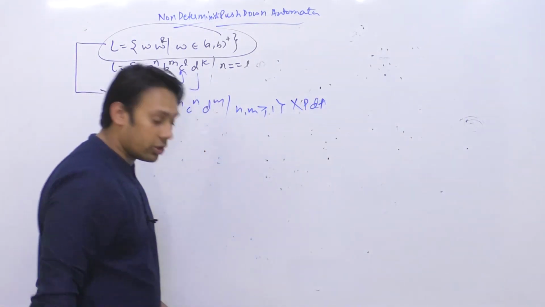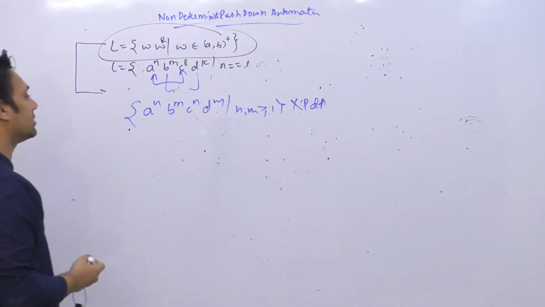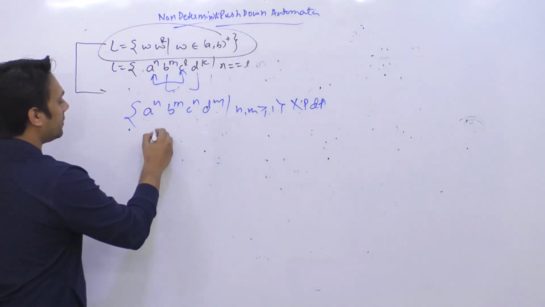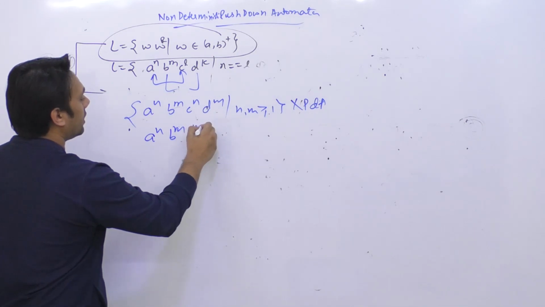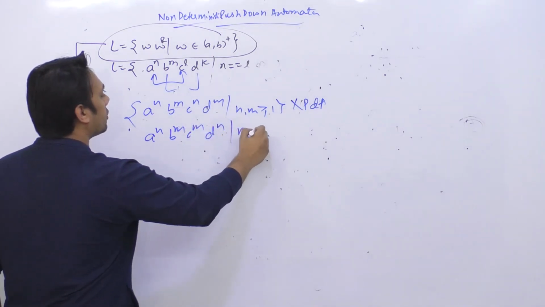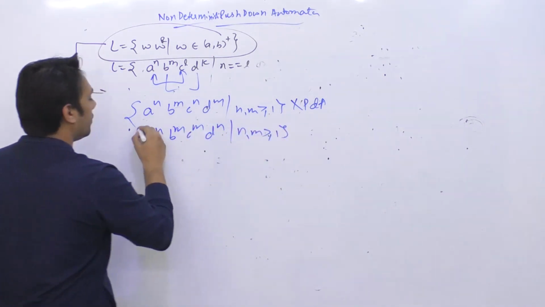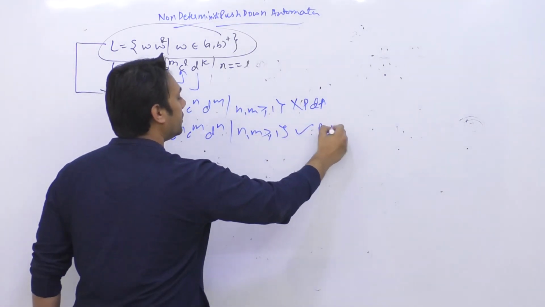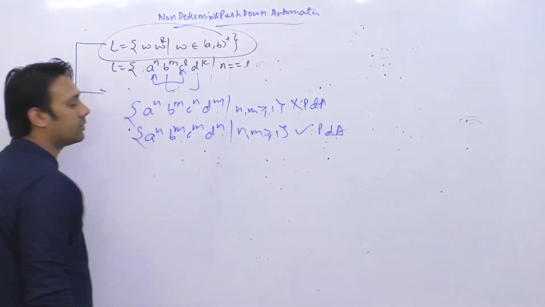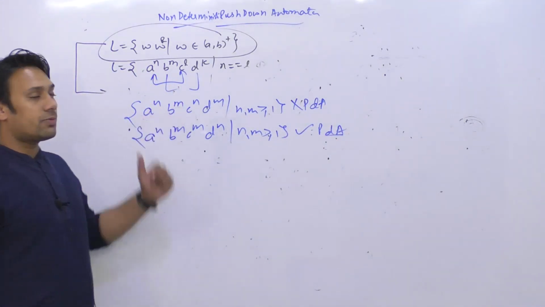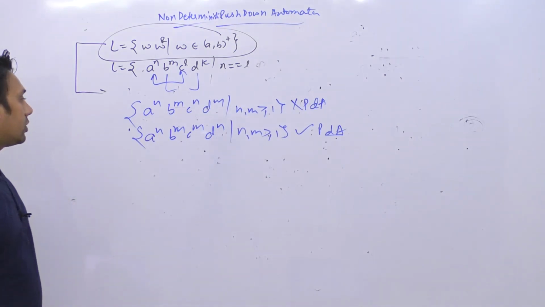Whether it is deterministic or non-deterministic, you cannot really make a PDA for this. But if you have a problem like A raised to power n, B raised to power m, C raised to power m, D raised to power n, such that n comma m is greater than or equal to 1, now for this problem you will be able to create a PDA.